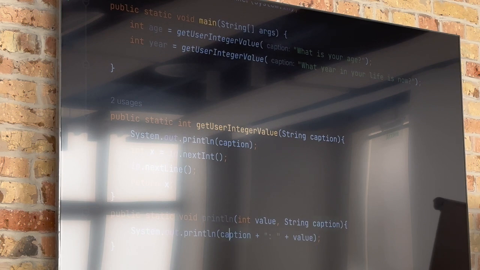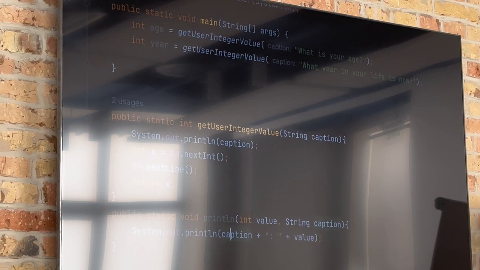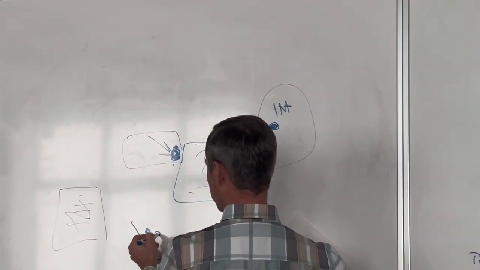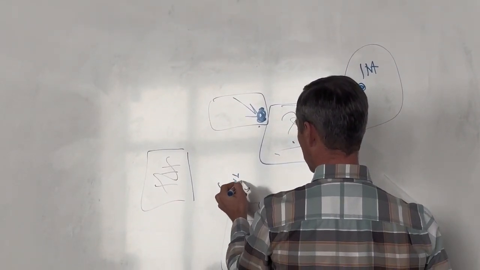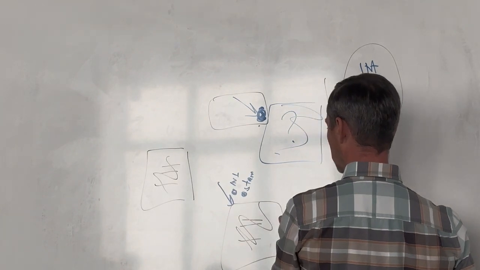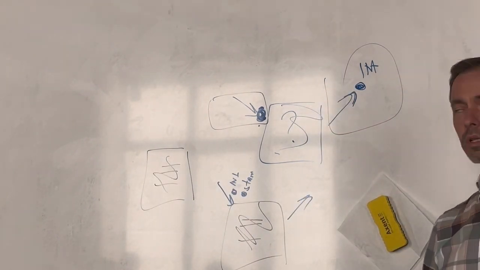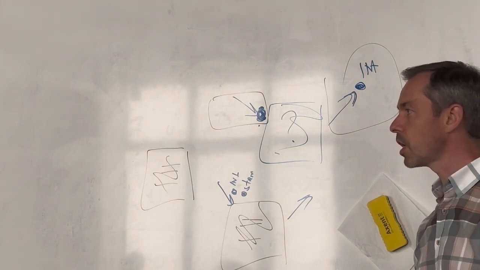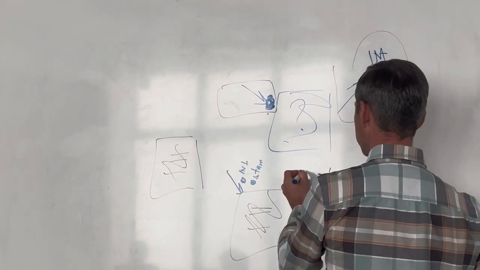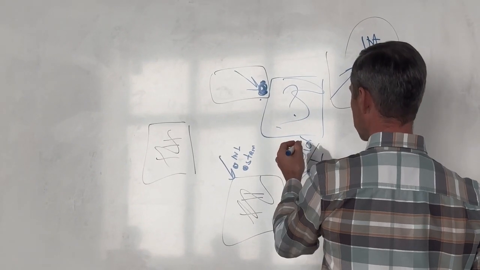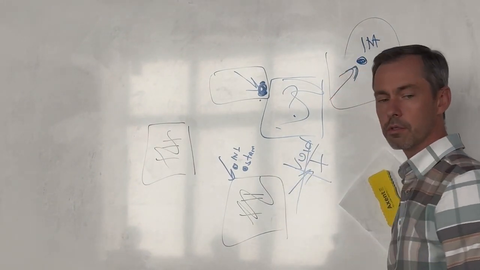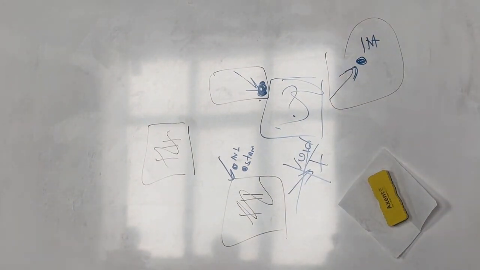So I have this new black box println. In this println I have two parameters, one integer, one string. What is the return value of this method? Println. Which type of return? Nothing. Void. Emptiness. No return value. So that's why I have no return here.